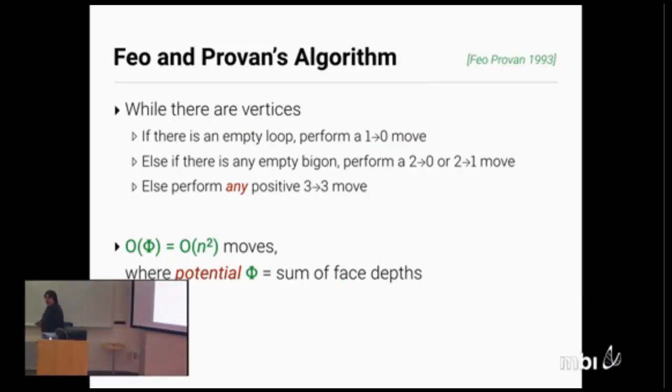which is: if you find empty loops, get rid of them. If you find empty bygones, get rid of them. Otherwise, find a positive 3-to-3 move, something that reduces potential. And because every single move reduces the potential of the curve, the total number of moves can't be more than the original potential, which is at most n squared. Okay? So that's what was known as of 20 years ago and as of 100 years ago.